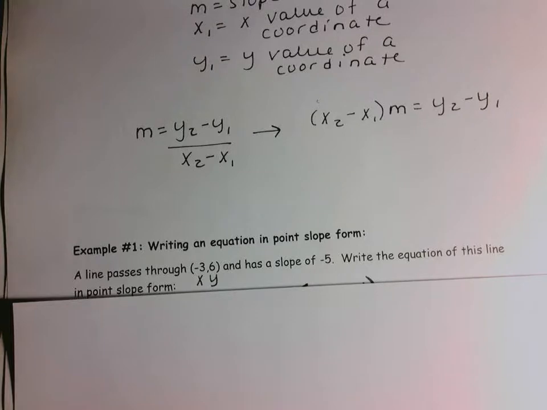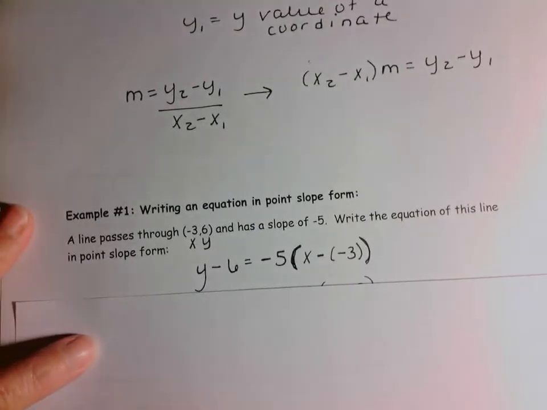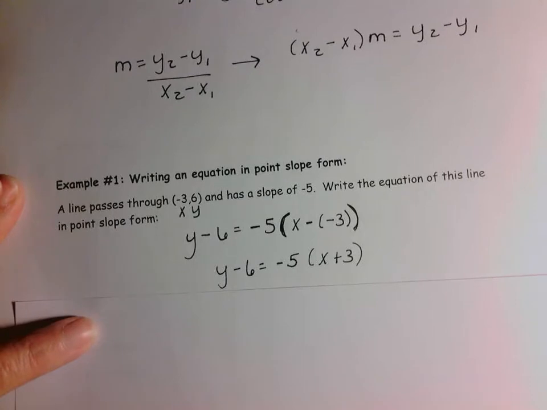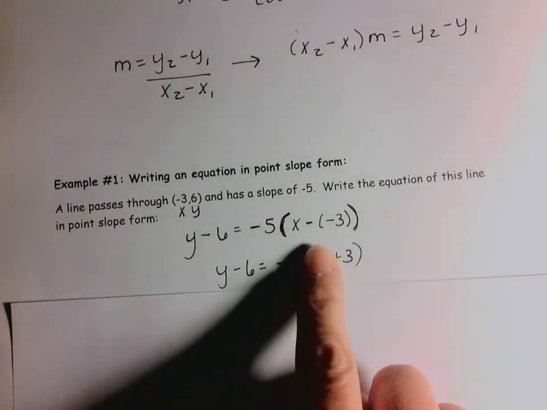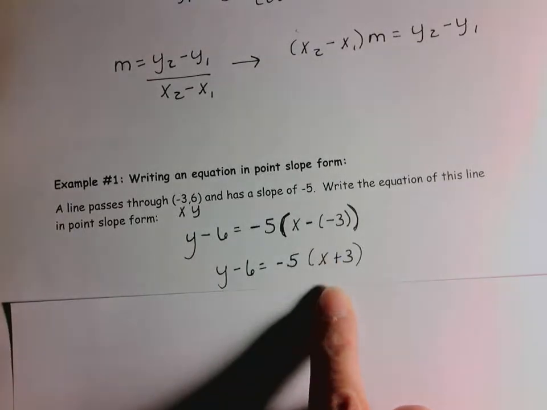So this is how you do this. The first thing you have to do is label what is your x coordinate and what is your y coordinate. So my x is -3, my y is 6, and so then what do I do? I just plug it into the formula. And there's your answer. Now be careful you don't say x minus -3. That's not appropriate form. We want to just abbreviate that by saying x plus 3.